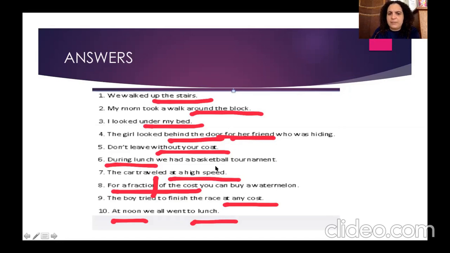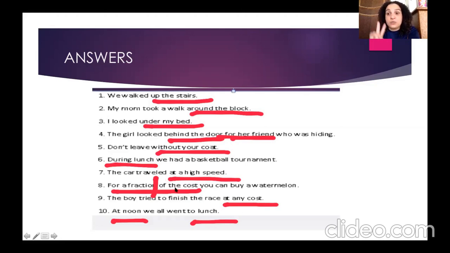During lunch, we had a basketball tournament. During lunch is the prepositional phrase. So it can come at the end of the sentence or at the beginning. During is the preposition and lunch is the object of the preposition. The car traveled at a high speed. At is a preposition and speed is the object of the preposition. At a high speed is the prepositional phrase.